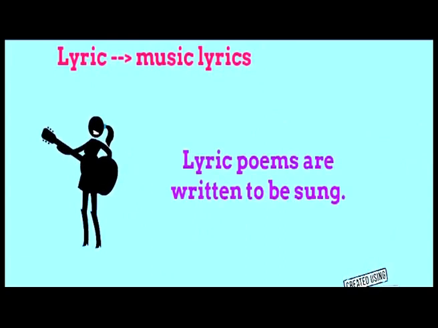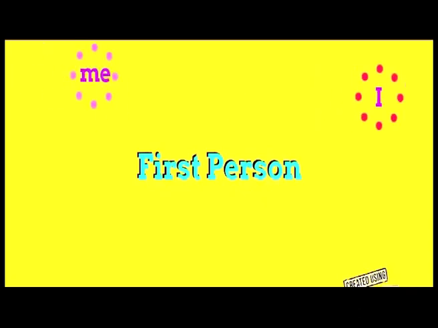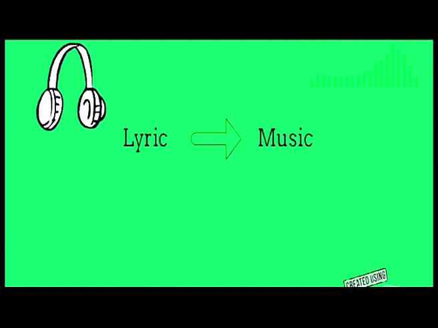Lyric poems. When you think of the word lyric, think of music lyrics, because lyric poems are meant to be sung. Lyric poems are also typically written in first person. That means they use words like me, I, our, we, and us. Additionally, lyric poems are typically about innermost feelings, things like love, hate, depression, and pure joy. An easy way to remember lyric poems is to think lyric is music and poem is emotions.